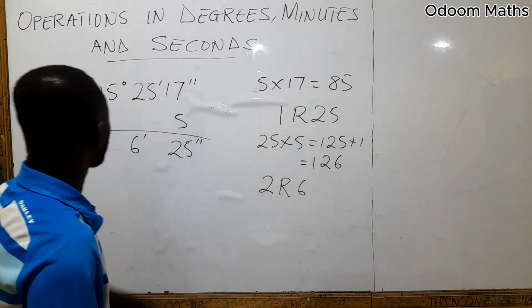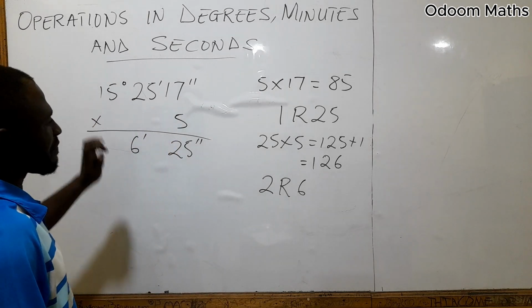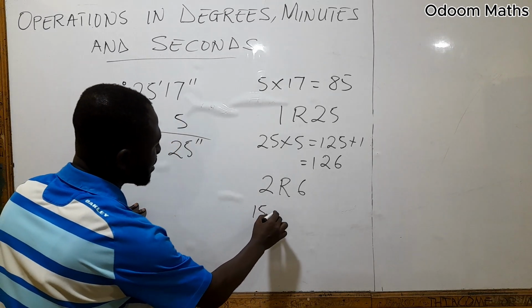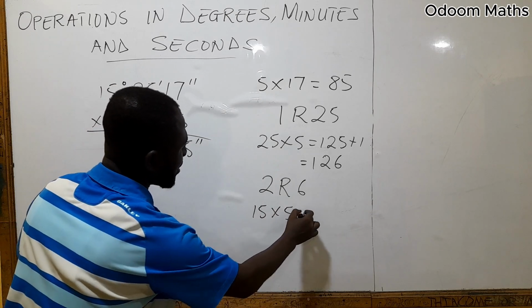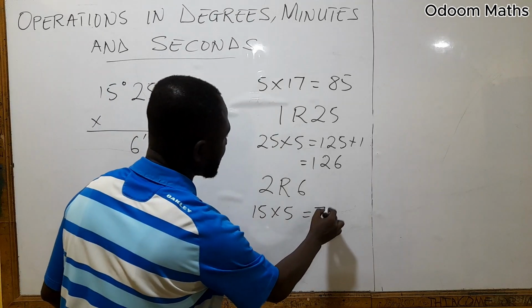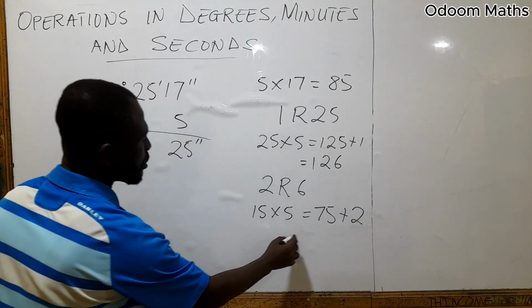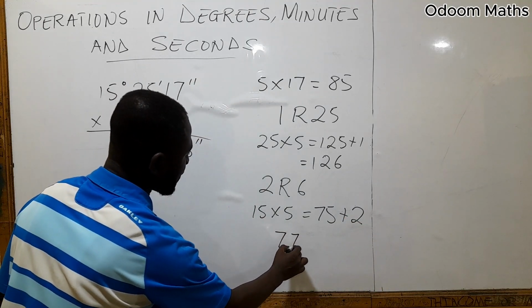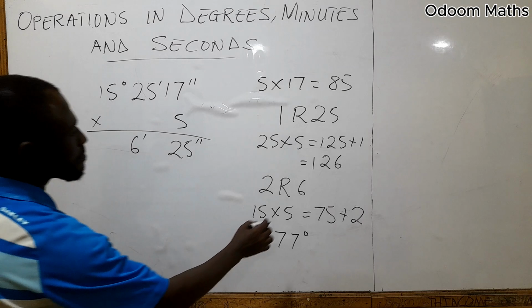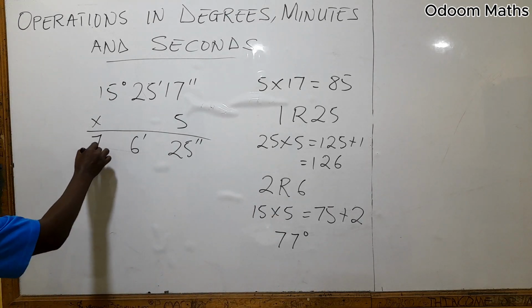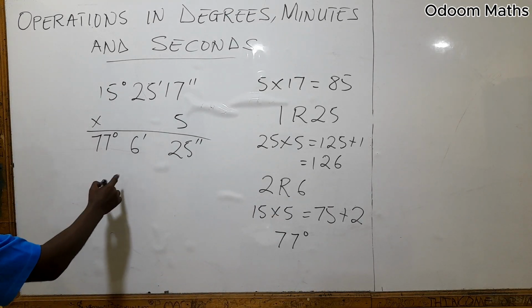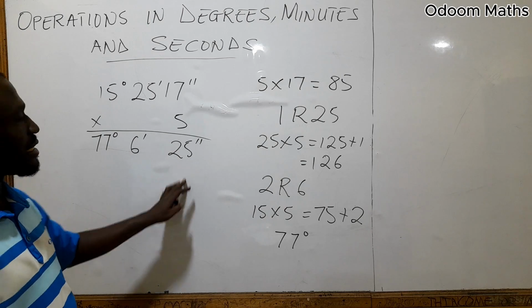Then we use this 2. Then we multiply 15 times 5, and 15 times 5 is 75. Then plus this 2, so the answer here becomes 77. So we have 77 degrees, 6 minutes, 25 seconds.